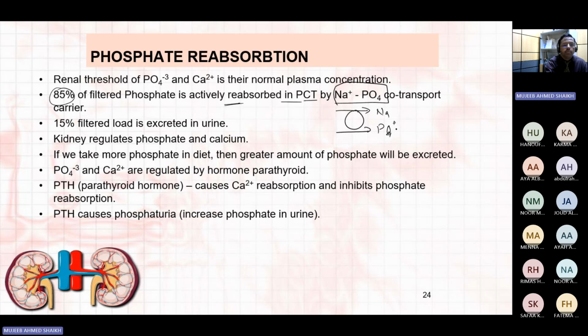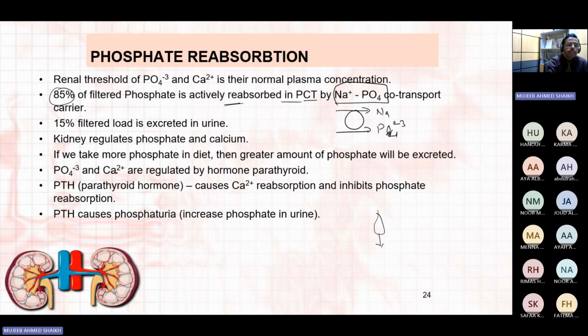Phosphate, sorry, PO4 minus 3, moves through secondary transport. But there is one difference from glucose, where the Tmax is 375 and the renal threshold is around 180 to 200. Here the renal threshold is the same as the normal phosphate level. So if the phosphate level increases, more phosphate will be lost into the urine.